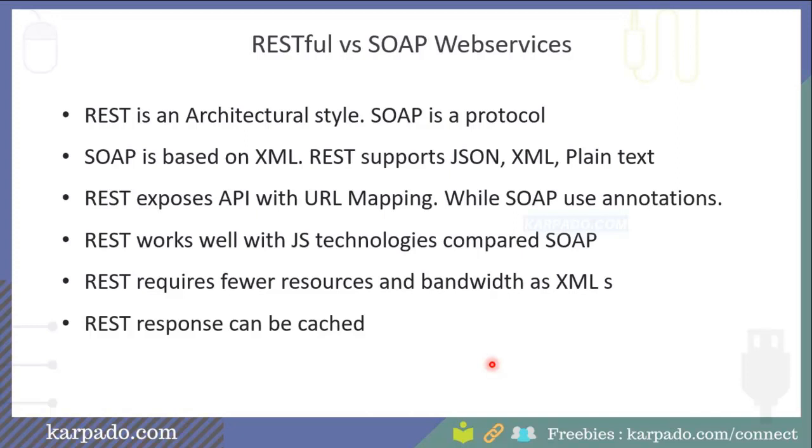Similarly, REST exposes APIs with URL mapping, while SOAP uses annotations. REST works better with JavaScript technologies like Angular, Vue.js, React, etc. compared to SOAP. One of the good reasons for that is the representation of data in JSON format, which is native to JavaScript. And since there is no overhead of using XML to wrap the data, REST requires far fewer resources compared to SOAP-based architecture. And moreover, REST responses can be cached by the client, and SOAP does not support caching.